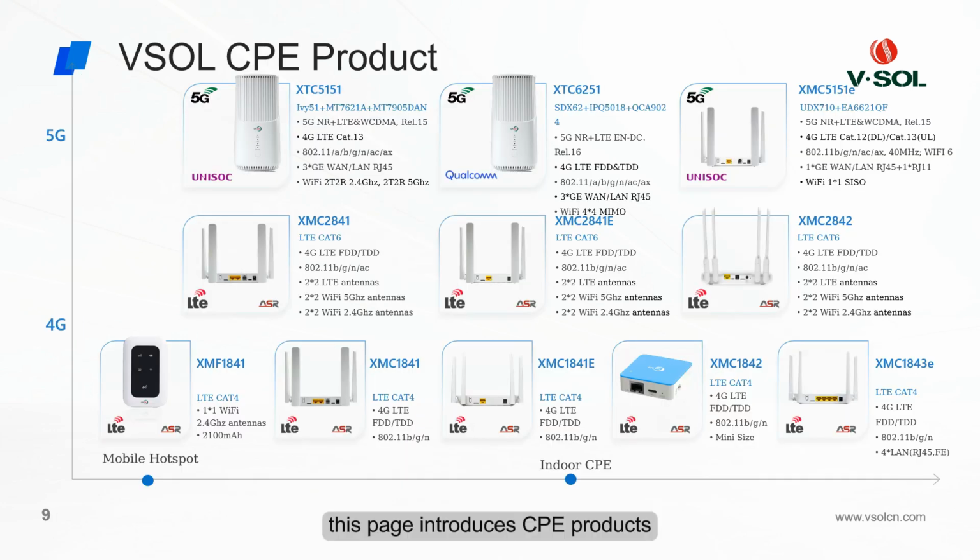This page introduces CPE products, which are mainly divided into 4G CPE and 5G CPE. Through the PPT, we can see that we have multiple CPE devices with two main shapes: a box shape, a barrel shape, and a mobile hotspot. You can take this device around and experience the internet anytime and anywhere, making it very suitable for travel.